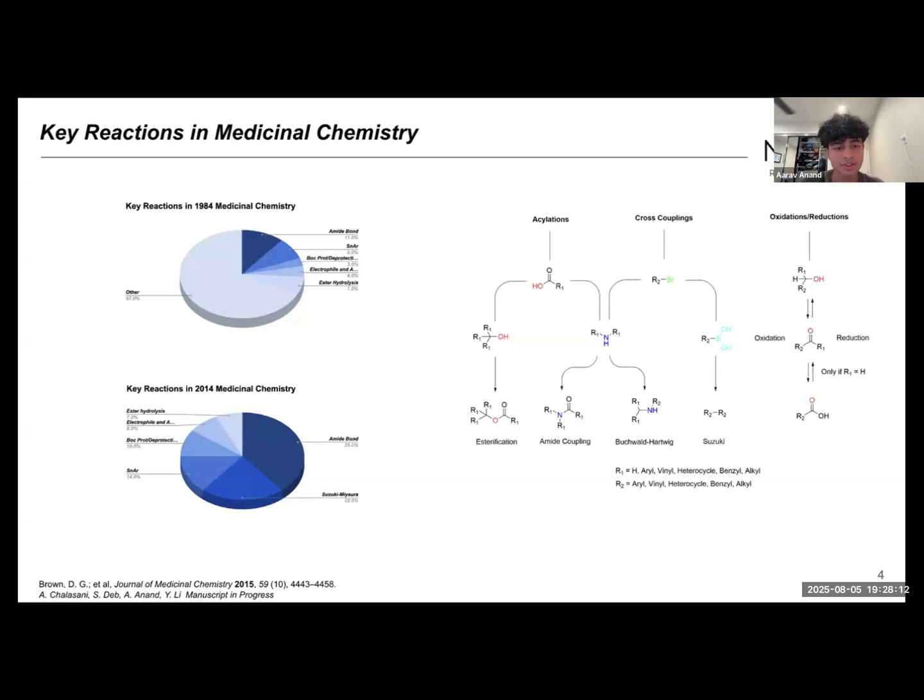So here we break down these reaction classes even further into representative mechanisms. On the left, we have acylations, which include esterifications and amide couplings. In our work, we have focused on amide couplings, where a carboxylic acid and an amine form an amide bond using a coupling agent. In the center, we have the cross-coupling reactions, such as Buchwald-Hartwig and Suzuki couplings. And on the right are oxidation and reduction reactions, which are also very prevalent, but not the focus of our current study.